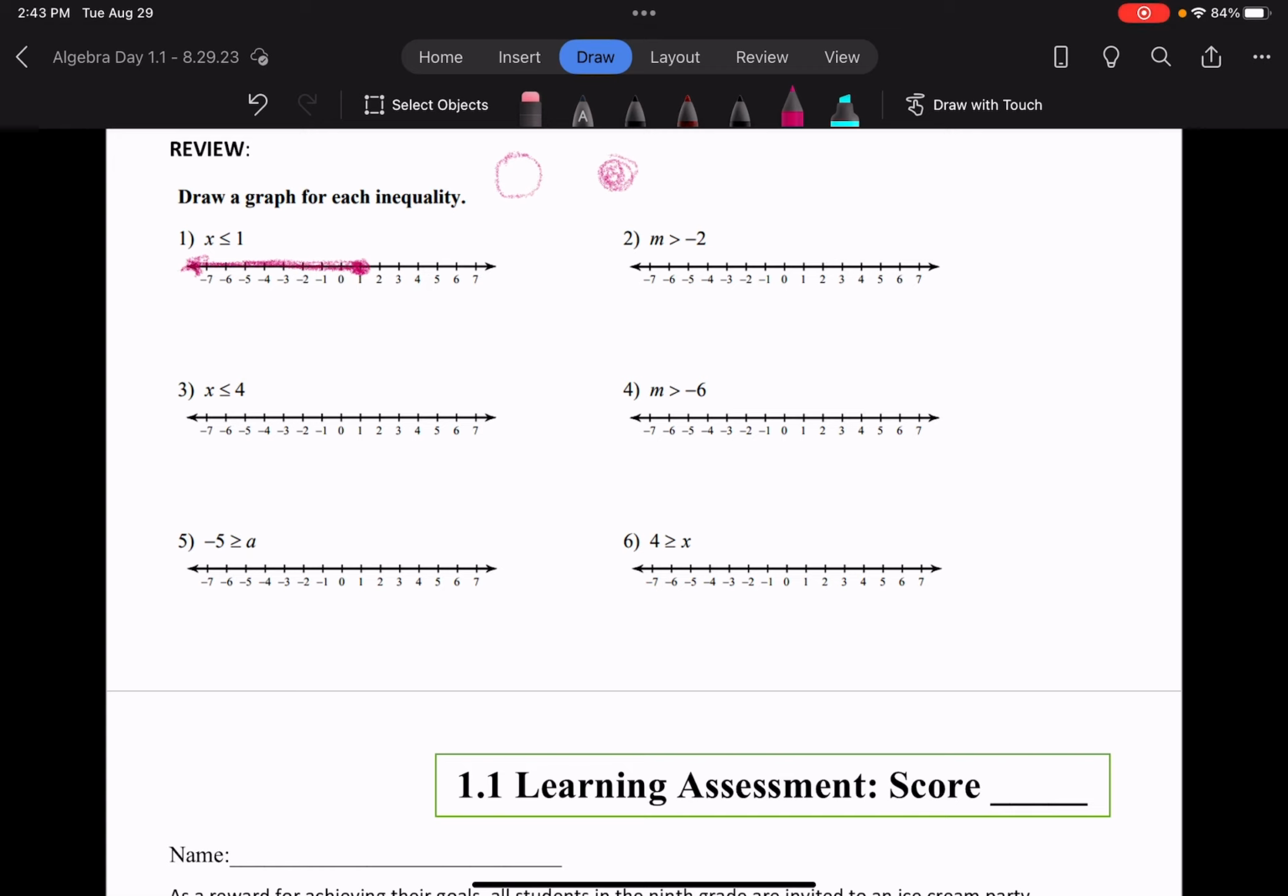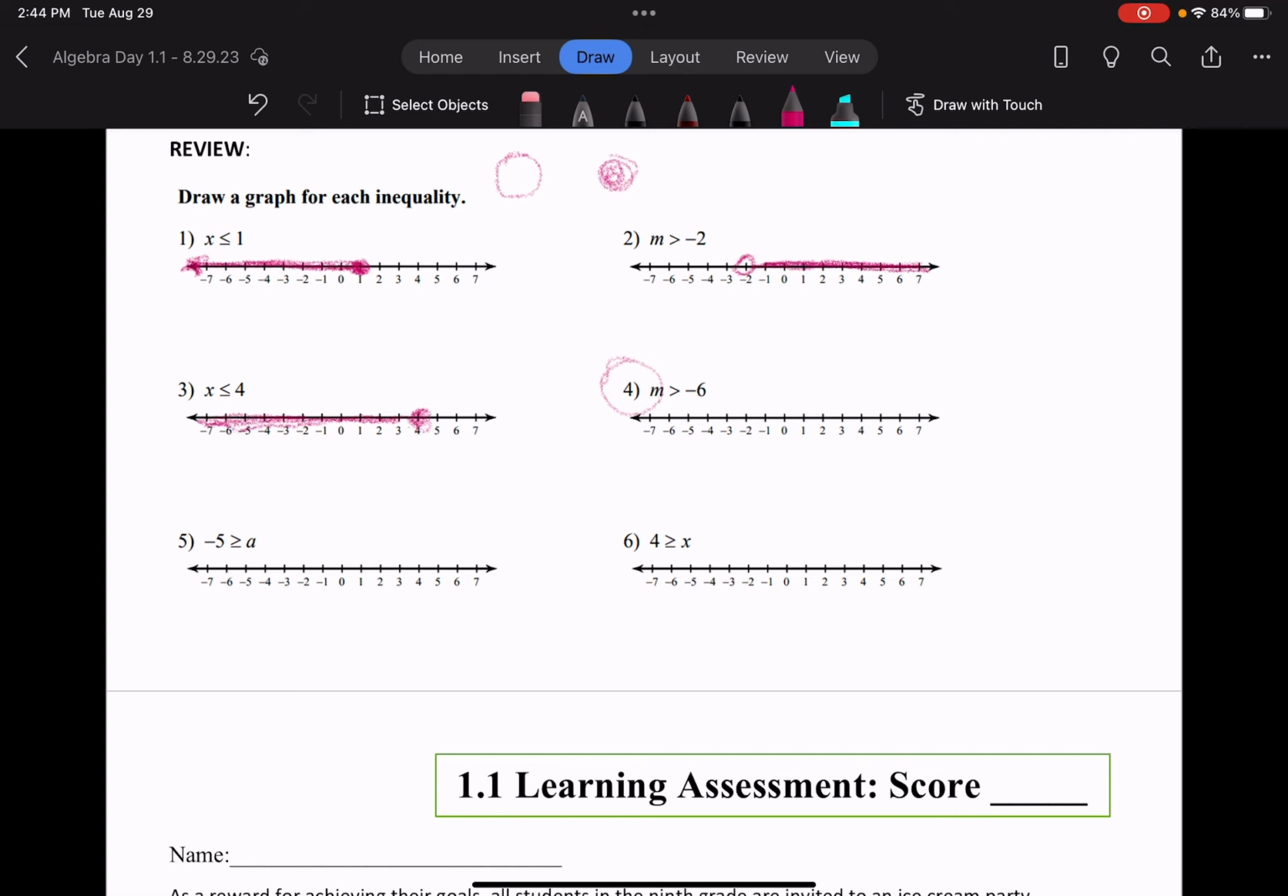Number 2 is greater than, so we're going to use our open circle, and it's greater than -2. It is not including -2, and it is greater than, so we are going up the number line this way. Number 3 is less than or equal to, filling in our bubble, and going down this way. Based on my example above with number 2, I think you can do number 4 completely on your own.